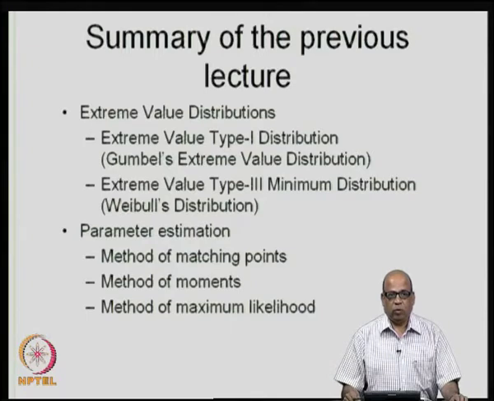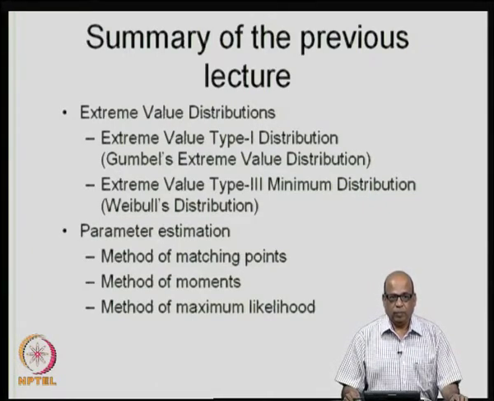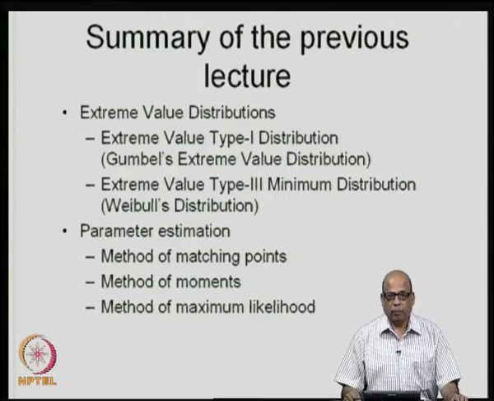Then we also covered the extreme value type 3 distribution for minimum values. This is also called the Weibull distribution. Recall that we use the Weibull distribution specifically for low flows, minimum rainfall, minimum water quality and so on.